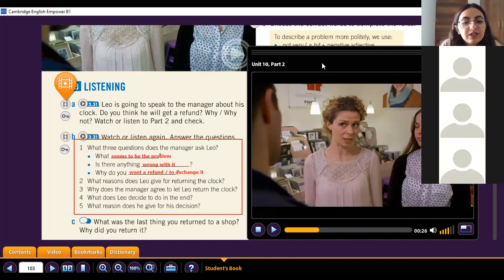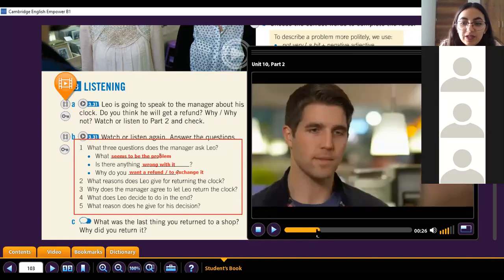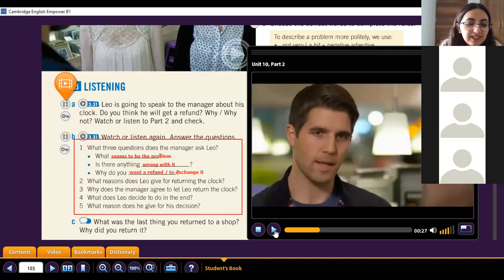Maffer nos ha dicho un resumen de por qué lo está devolviendo. Sí es una razón, pero él lo dice de una forma un poco más sutil, no tan cruda. It's ugly, nos dice Maffer. Sí, no le gustó el reloj, obviamente, pero vamos a ver. Let's listen again.